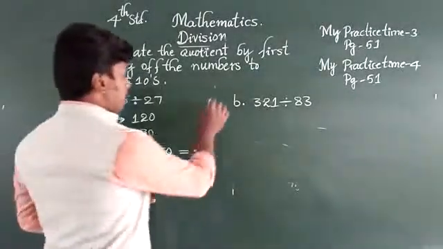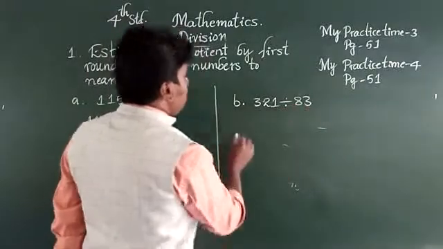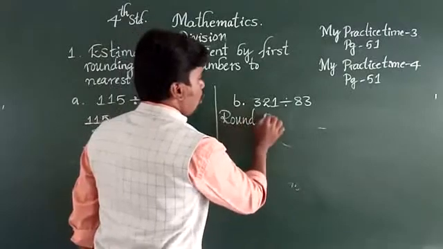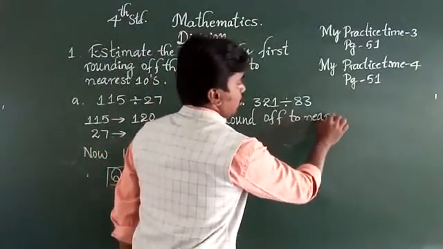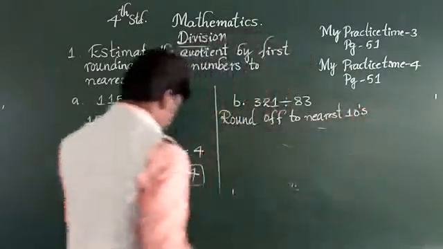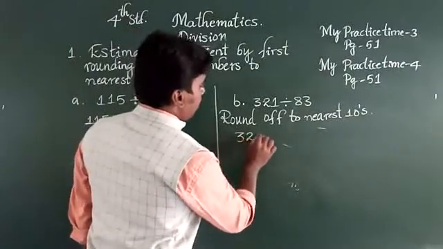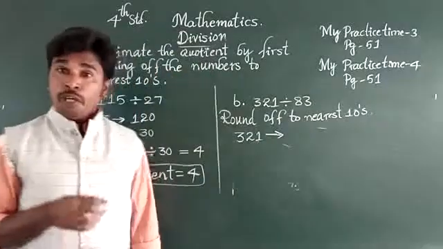Now you come to the second question. It is 321 divided by 83. Round off the numbers to nearest tens. So that 321. Dear children, what is the nearest 10 for 321?